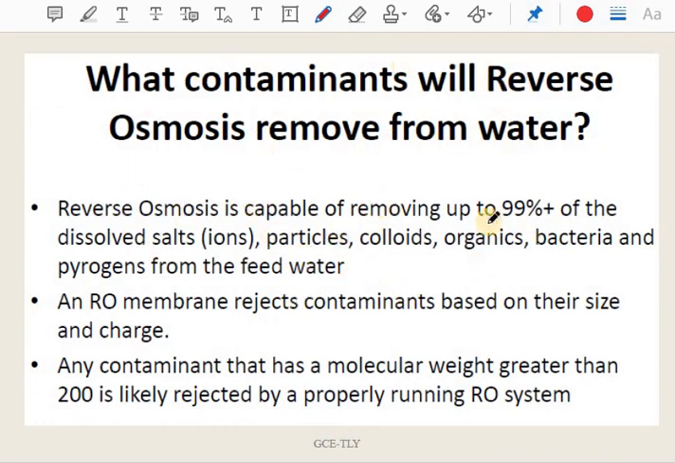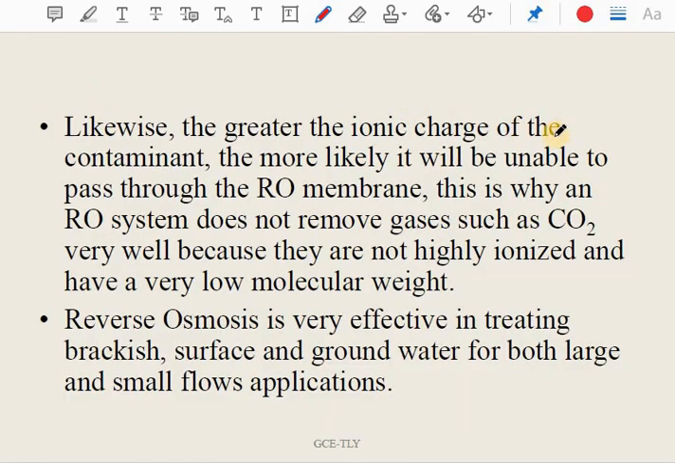Reverse osmosis is capable of removing up to 99% and more of the dissolved salts, ions, colloids, organic matter, bacteria and pyrogens from the feed water. An RO membrane rejects contaminants based on size and charge, and any contaminant with a molecular weight greater than 200 is likely to be rejected by a properly running RO system. Likewise, the greater the ionic charge of the contaminant, the less likely it is to pass through an RO membrane. This is why the RO system does not remove gases, since gases are not ionized. Non-highly ionized gases cannot be treated using an RO system.